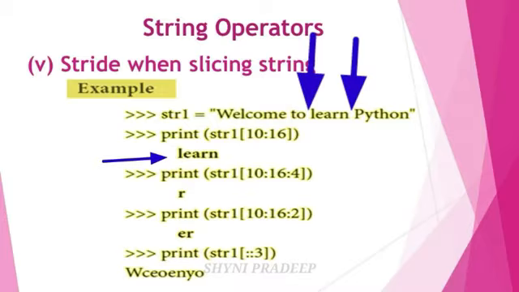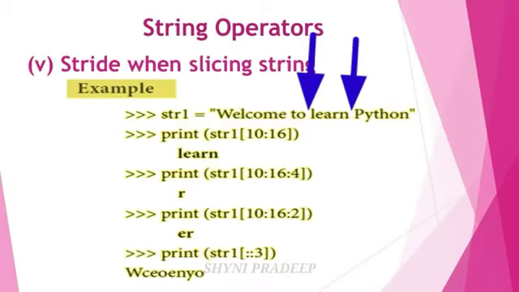Next, print str1[10:16:4]. Here you have to take the characters from 10 to 16 and print every fourth character of that list. See in this, learn, what is the fourth character? R. It will be printed on the output screen.